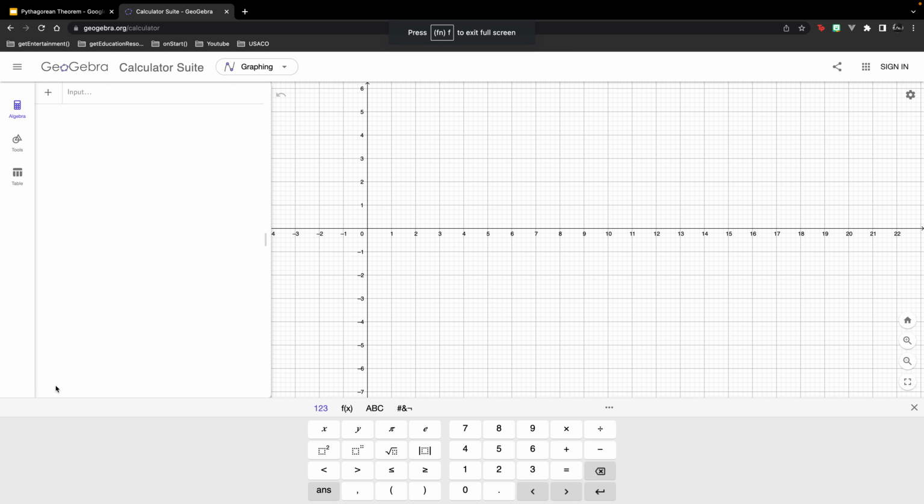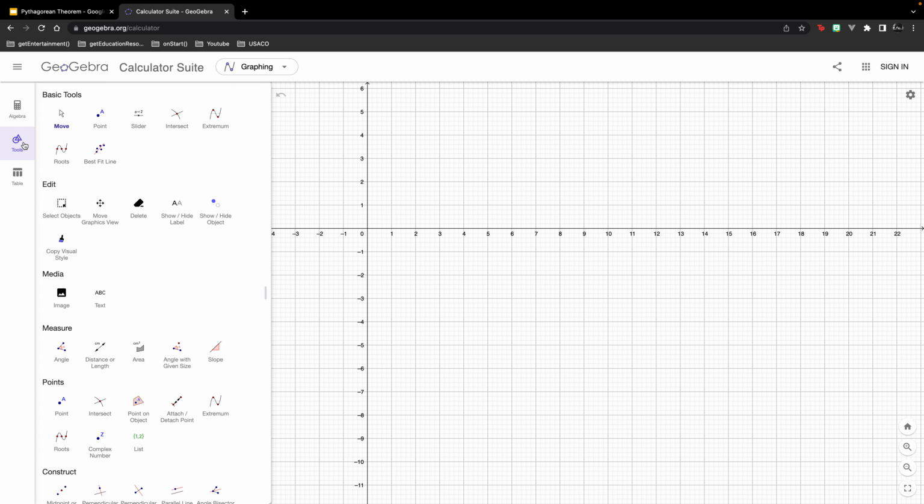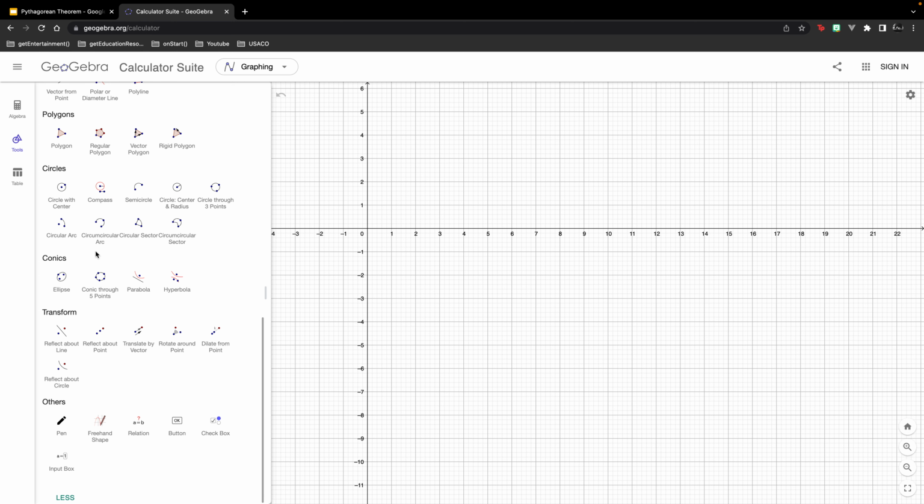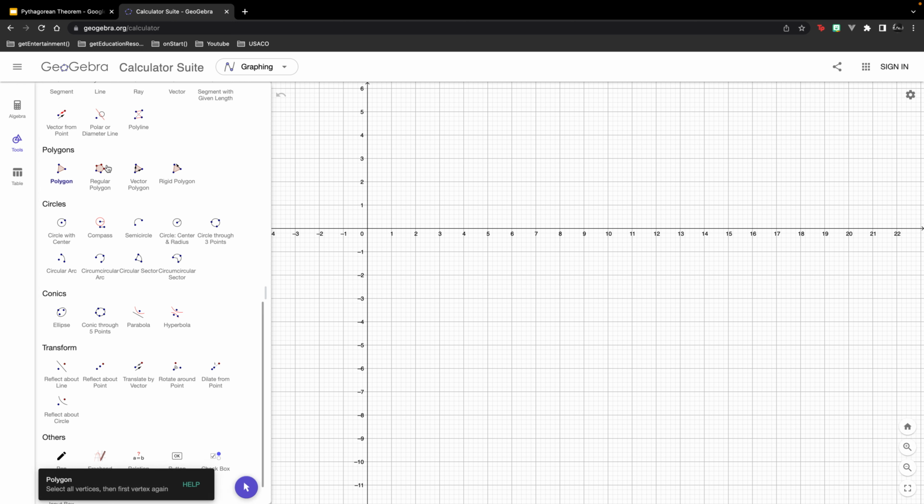So I'm using GeoGebra. It's an online free tool for graphing and drawing polygons, and it's really useful. So first, we draw a right triangle with arbitrary side lengths. I'm going to choose 3 and 4 for simplicity's sake. So we draw our first polygon, our first right triangle.